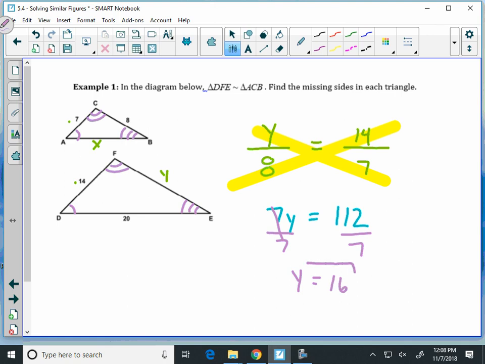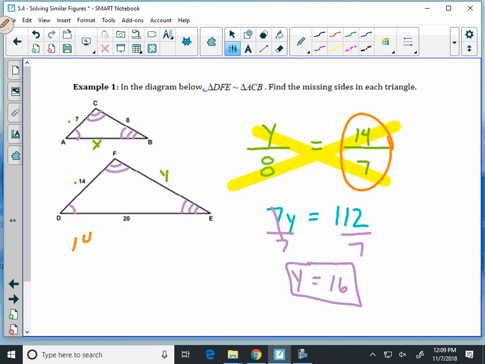16. There we go. Well, now we have to find x. And the process is very, very similar for x. What I like to do, I already set up a problem with numbers. I steal the one that has the numbers and use it to set up my other one. It's less work when I do it that way.